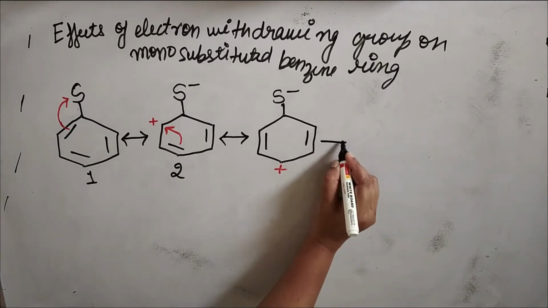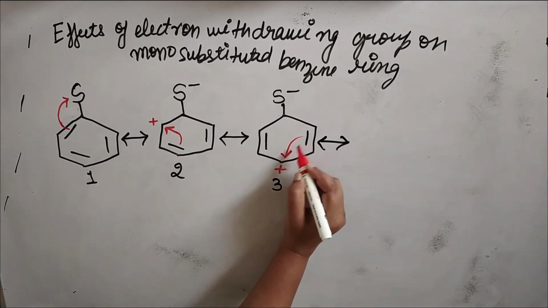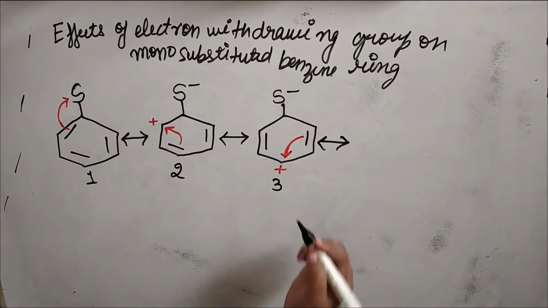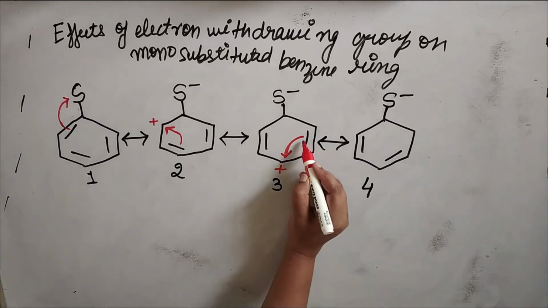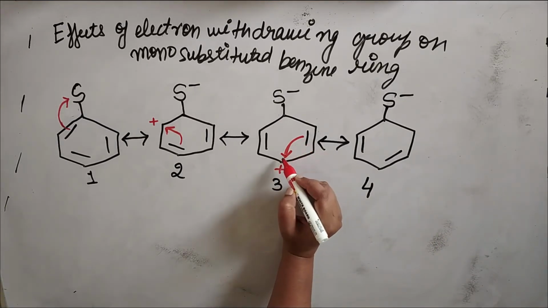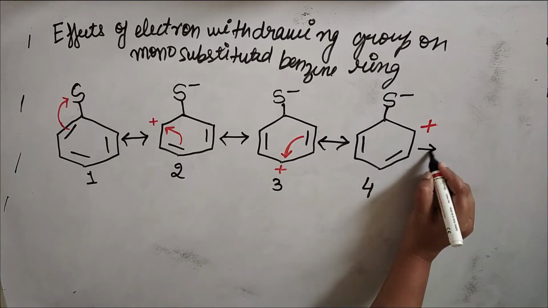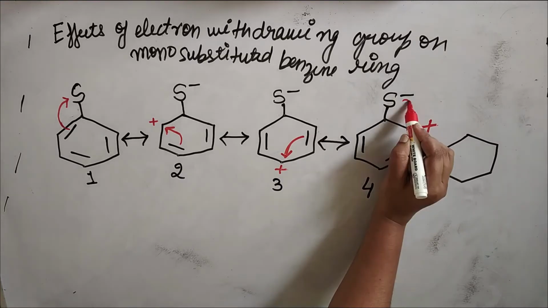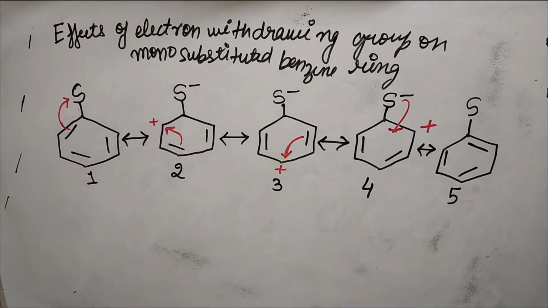Now to maintain the resonance in the third structure, this bond will break and the electrons will move to this position to compensate for the deficiency. As benzene is a resonating structure, the electrons will move to different positions. So in the fourth structure, because the electrons move from here to this deficient site, the deficiency will again appear at this position. We will see the fifth structure. Here, if there is a deficiency of electrons, the electrons will be pulled inside the ring, which is present on the S, and this is our fifth structure.